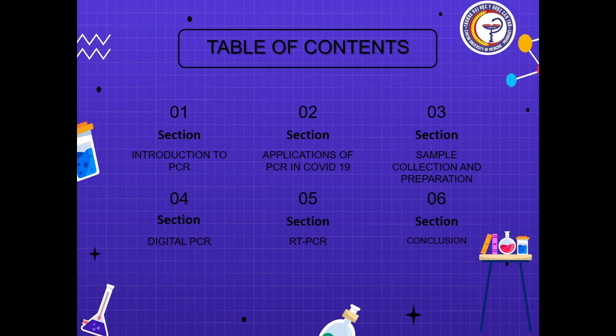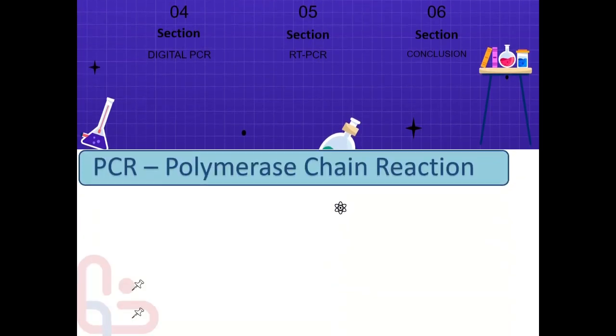We have, first of all, the introduction to PCR, and then the applications of PCR in COVID-19, the sample collection and preparation, and two types of PCRs involved, the digital PCR and the RT-PCR, and then the conclusion.